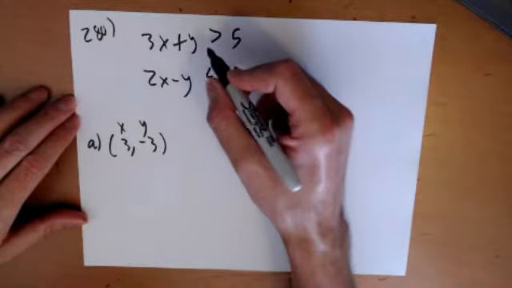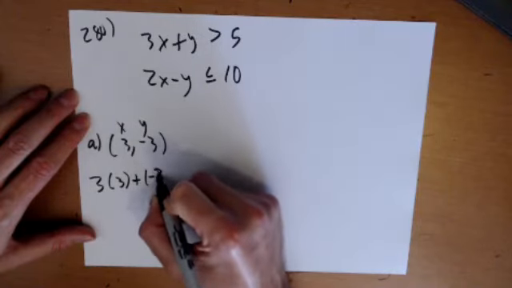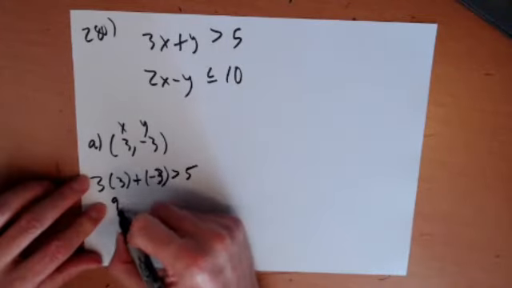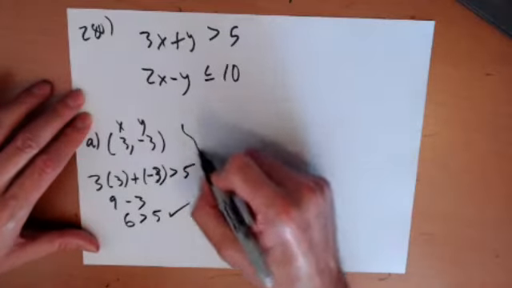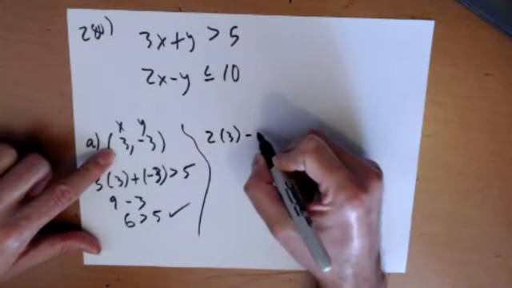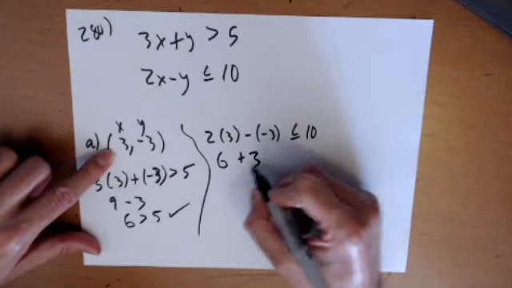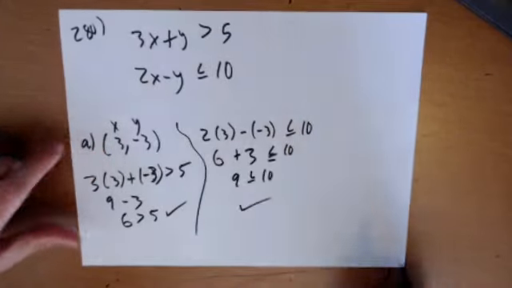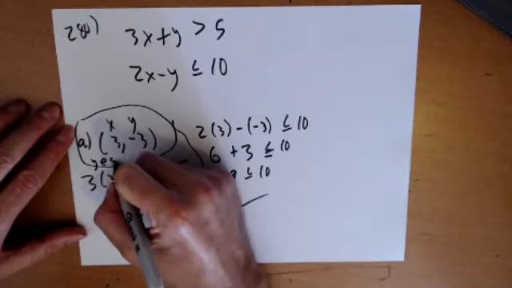So let's plug in 3. So 3 times 3 plus negative 3. Is that greater than 5? So that's 9 minus 3, which is 6, greater than 5. Yes. Okay, let's try the next one. So 2x is 3, minus y, negative 3. Is that less than 10? 6 minus minus is plus. Is 9 less than or equal to 10? That holds true. So that means (3, negative 3) is a solution. Yes, it's a solution.